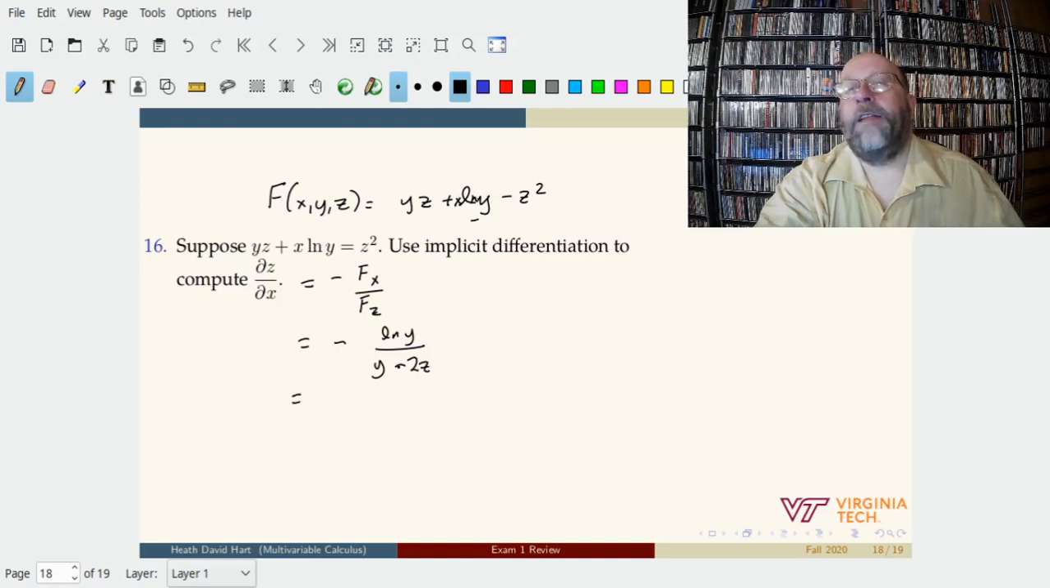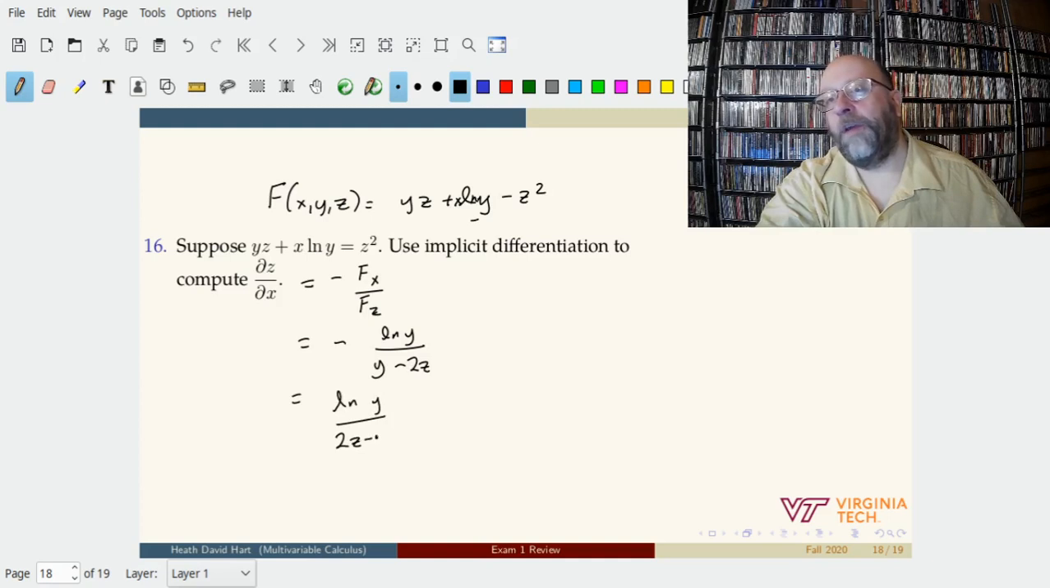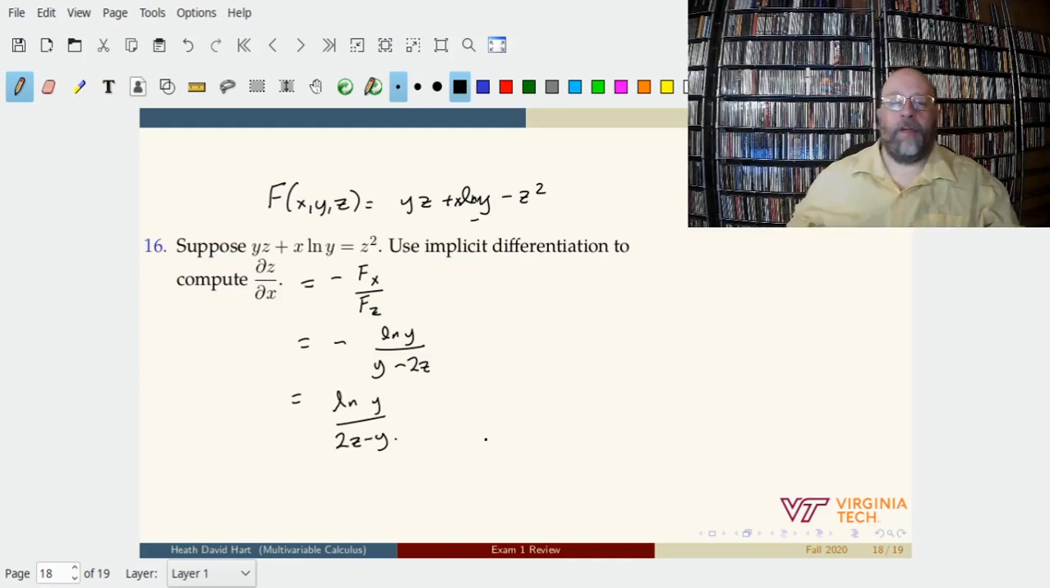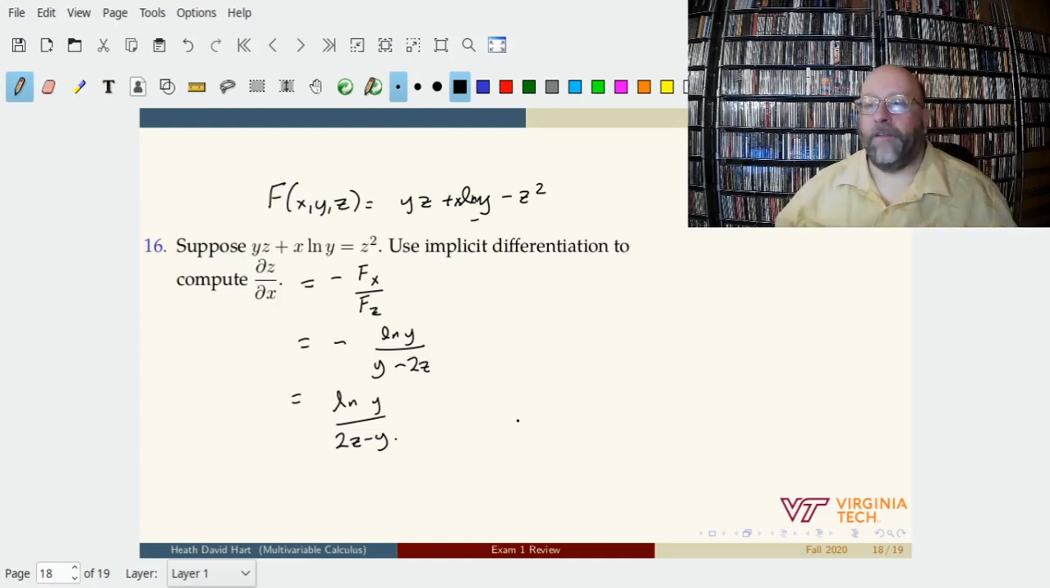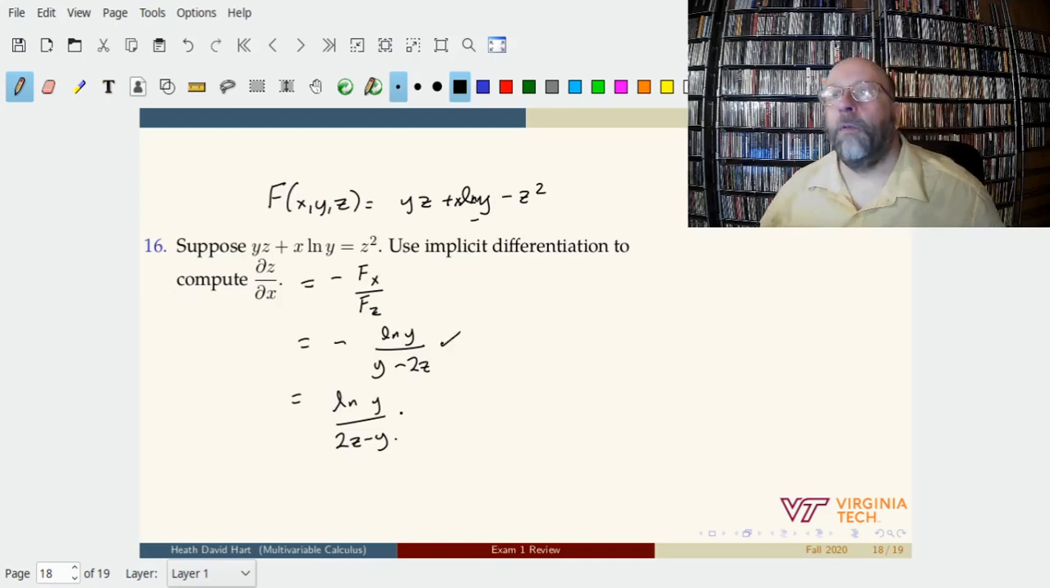If I want to take the negative sign out of the bottom, I can. That gives me, instead of y minus 2z, it gives me 2z minus y. Just a slightly cleaner way of expressing the answer. Either of these are fine, though. This one or this one. Okay?